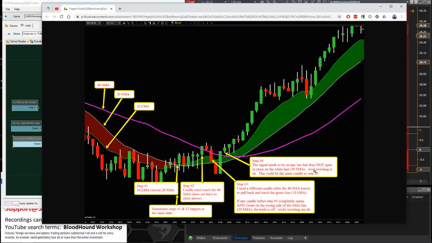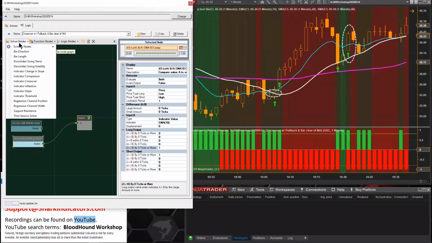Right? Because it says right there, wicks touching is okay. So we're not looking at the low price of the bar. We just need to look at the open and the close and make sure that they're both above the SMA 20. All right, so again, this is a job for another comparison solver.